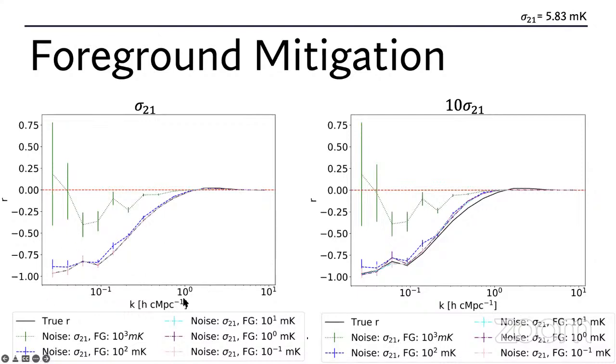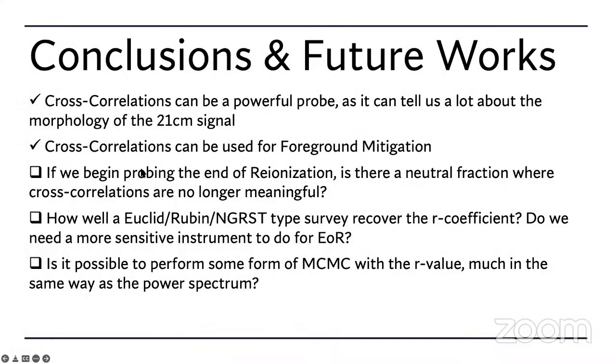So this is assuming a perfect galaxy catalog, but if we can get a really good galaxy catalog that overlaps with SKA's observations, we can perform these cross correlations with very weak foreground removal and still recover the underlying R coefficient. To conclude, cross correlations can be a powerful probe, as they can tell us a lot about the morphology of the 21 centimeter signal. Cross correlations can also be used for foreground mitigation, as I've just shown.